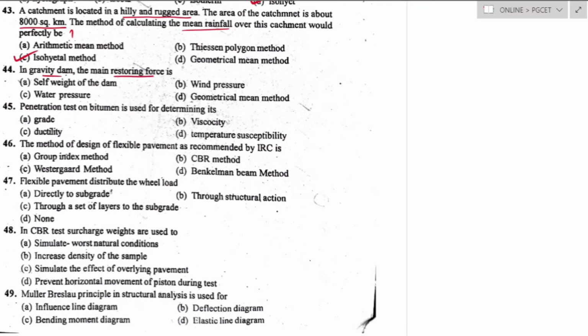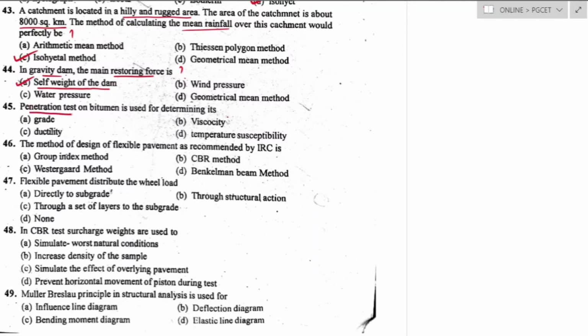Question number 44. In a gravity dam, the main restoring force is. A gravity dam is a structure designed in such a way that its own weight resists the external force. So option A, that is self-weight of the dam, is the main restoring force of the gravity dam. Option A is the right answer.